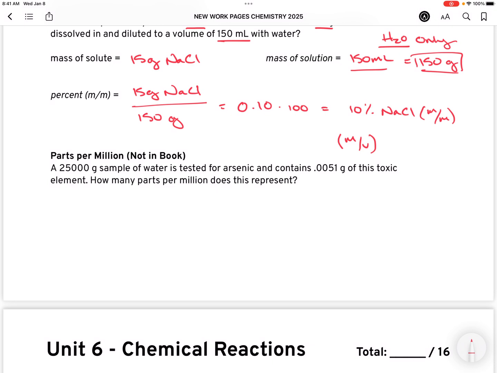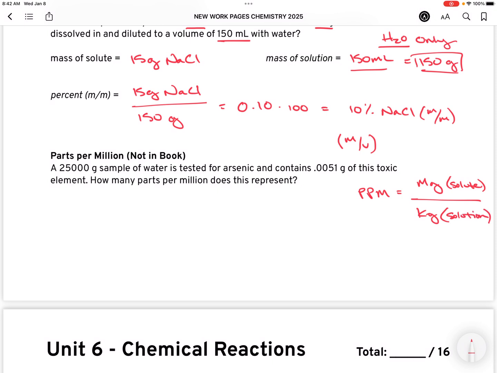And I'm going to show you both ways here in this example. Okay, now we need to recognize what parts per million is. Parts per million is recognized as milligrams of a solute per kilogram of the solution. So these are the units that we want to be in.